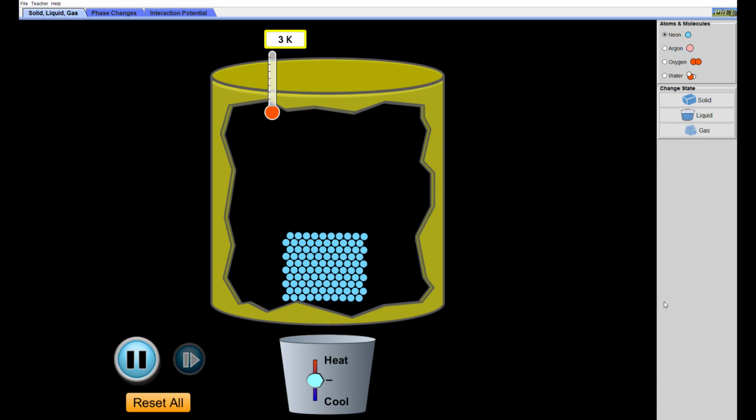Very quickly you notice that the atoms begin to vibrate. They begin to move about. Now this is still a solid because the atoms are still in fixed positions, but the atoms are now vibrating and colliding with one another. This is also how energy is conducted along a material by heating.